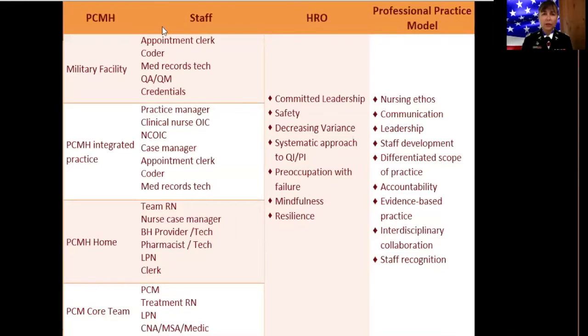You can see over here there are many, many people on the outpatient side of the house that actually touch the patient. There's a whole team behind what the patient sees in the clinic. Again, the tenets of HRO: committed leadership, preoccupation with failure, being very mindful about what you do, and then your professional practice, for which everyone, nurses, LPNs, unlicensed assistive personnel, has a lens from which they approach their patient care.